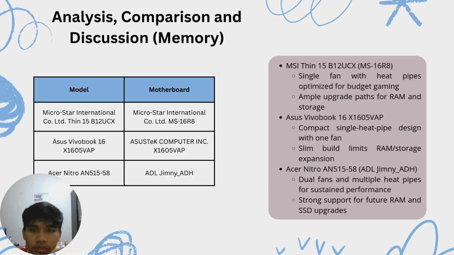So this is for the motherboard. The MSI 1015 has a single fan with a heat pipe, optimized for budget gaming, and ample upgrade paths for RAM and storage. The Asus VivoBook 16 has a compact, single heat pipe design with one fan, and its slim build limits RAM and storage expansion. Lastly, the Acer Nitro uses dual fans and multiple heat pipes for sustained performance, with strong support for future RAM and SSD upgrades.